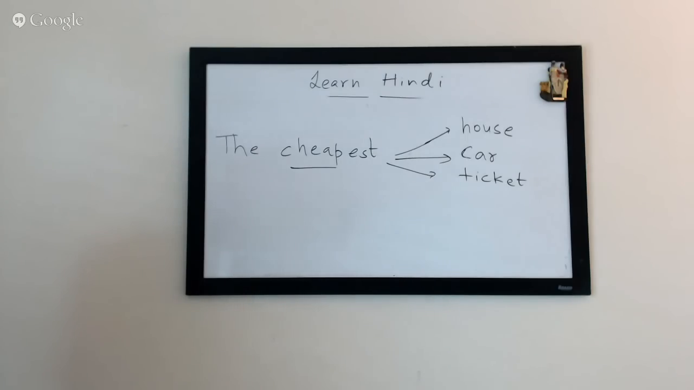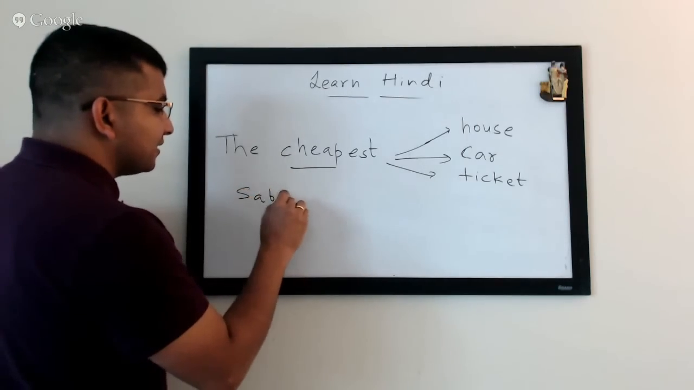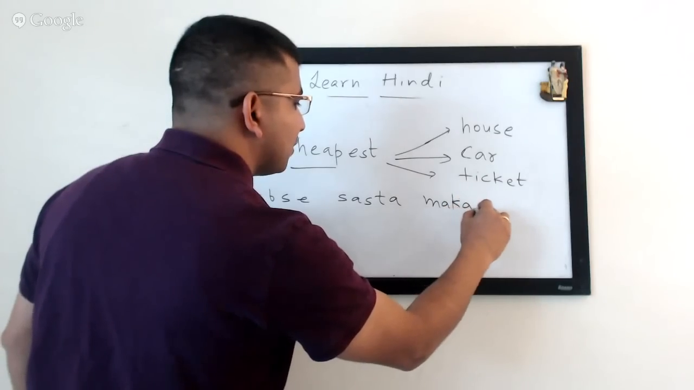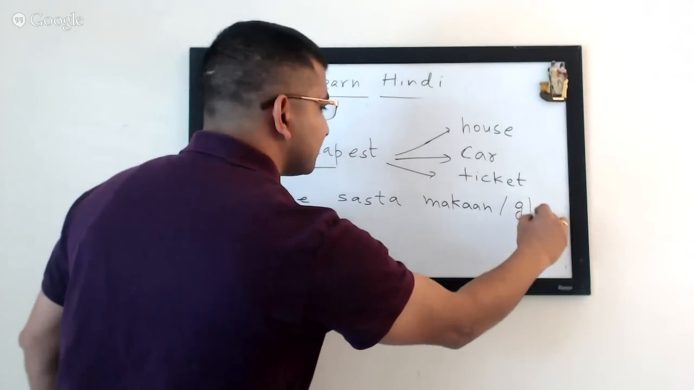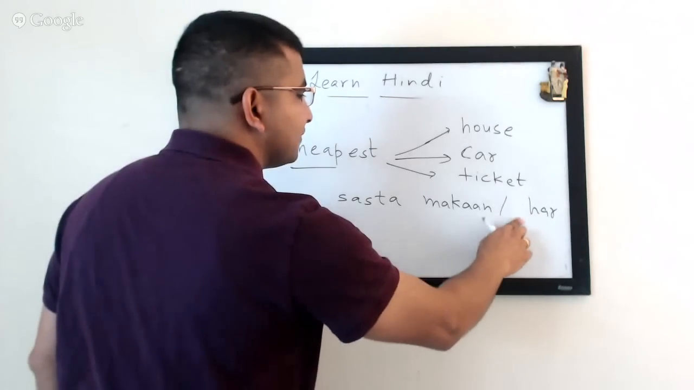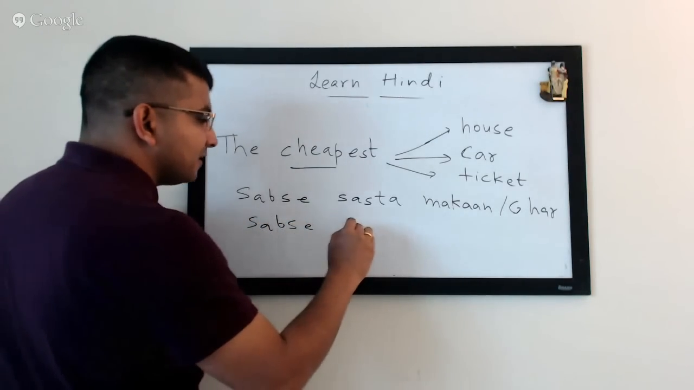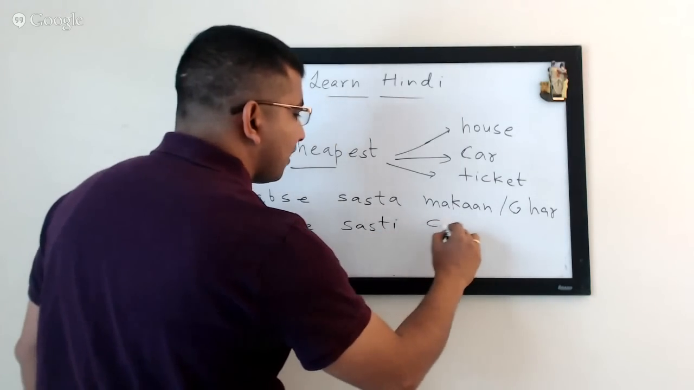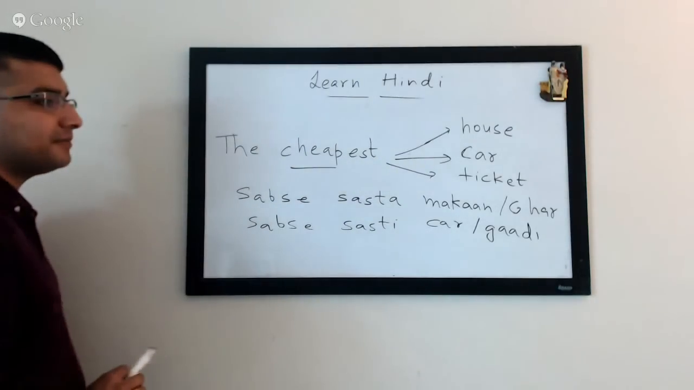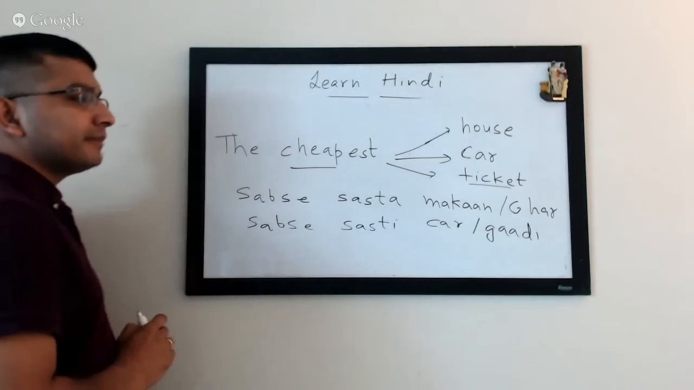So I already have all the answers here. The first one you have is the cheapest house. So सबसे सस्ता मकान और घर, सबसे सस्ता घर. Right? The second one is, as you said, car, right? So you have the सबसे सस्ती car और गाड़ी, सबसे सस्ती गाड़ी. Okay. Now ticket, you can simply refer to ticket as ticket, and that's masculine singular.